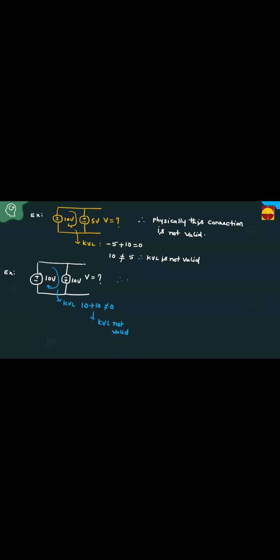Therefore, physically this connection does not exist. Even though the voltages are equal, the polarity is different now. This is plus 10 volts, this is minus 10 volts. Two different voltages are never connected in parallel. Always equal voltages are connected in parallel. That's why physically this connection is not valid.